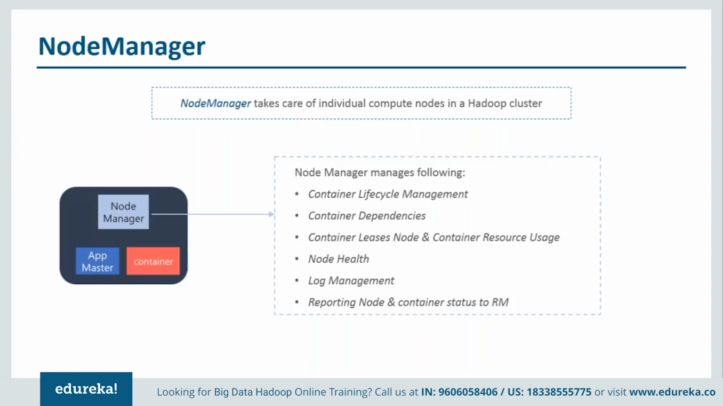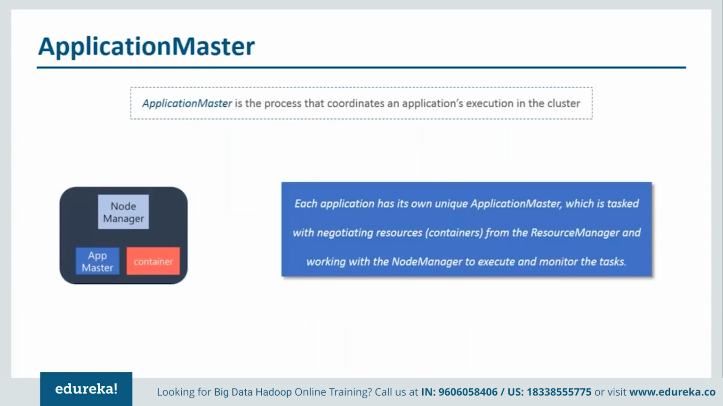After validating the authenticity of the container lease, the node manager configures the environment for the container, including initializing its monitoring subsystem with the resource constraints specified by the application. The node manager also kills containers as directed by the resource manager. Now, next is application master.